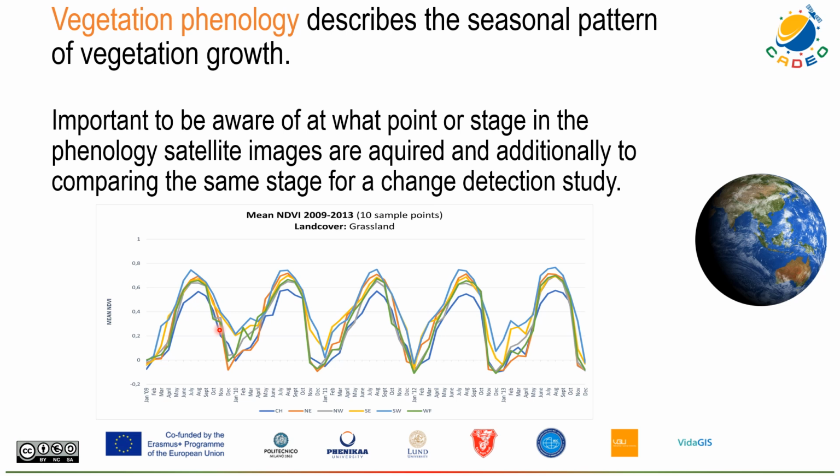So it goes into a winter idle here, and then next year it will start to grow again and reach its peak, and then go down towards the winter idle, and then next year, the third year, it will look like this, go up and down, up and down, up and down. So this is very important to be aware of when we study vegetation from space.